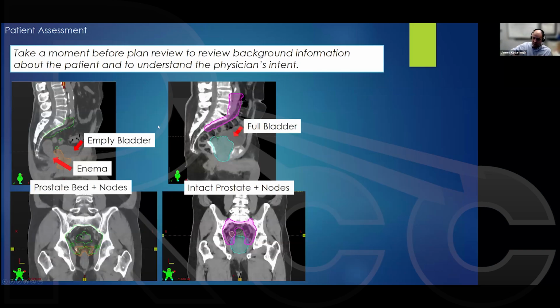On the left here, we can see this patient has an empty bladder and has had an enema, where there's no or very, very limited stool at the distal part of the rectum. And that allows us to be consistent in that treatment. Whereas in this middle section, we can see there's a much fuller bladder, where it's pushing much of the bladder out of at least the high dose portion of the field.